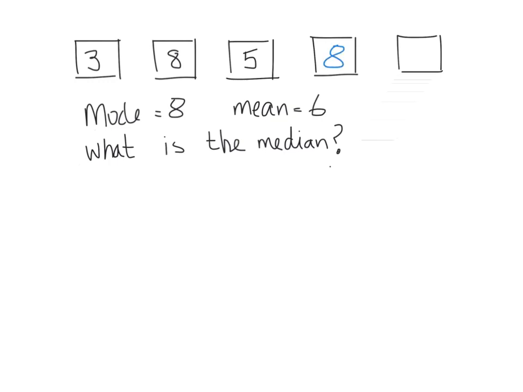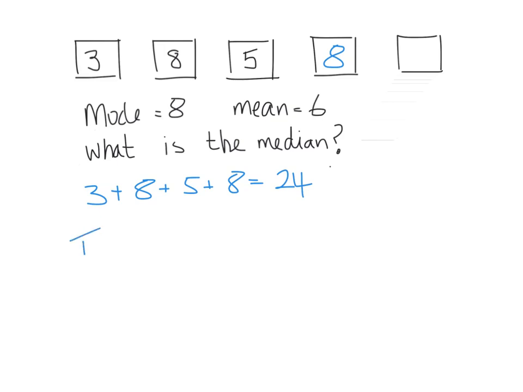Alright. Now the mean is 6. That means that whenever you add all the numbers up and you divide it by 1, 2, 3, 4, 5, because there's 5 boxes there, the answer must be 6. So let's go ahead and add up the numbers we've got anyway. So let's go 3 plus 8 plus 5 plus 8. Okay, so 3 plus 8 plus 5 plus 8 gives me 24. Okay, but whenever I add the next number on and I divide that answer by 5, the answer is 6. So what number divided by 5 gives me 6? Well, that's 30, because 30 divided by 5 is 6.